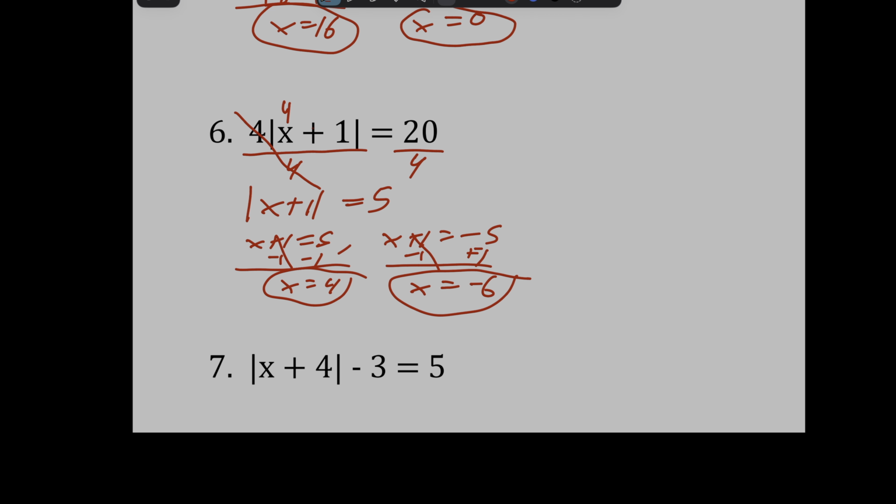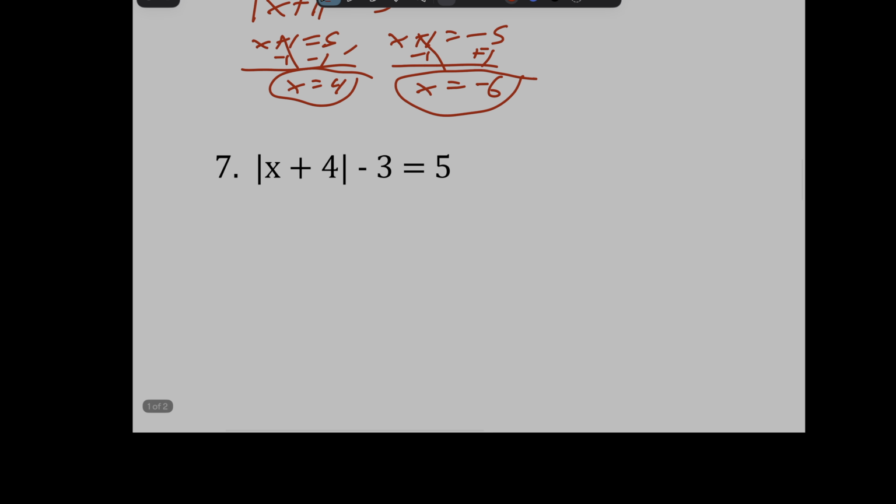Okay, watch. If I plug a 4 in there, 4 plus 1 is 5. Absolute value of 5 is 5. 5 times 4 is 20. Cool. Now what happens if I throw in a negative 6? Well, what's negative 6 plus 1? Negative 5. What's the absolute value of negative 5? 5. What's 5 times 4? 20. That's how these work.